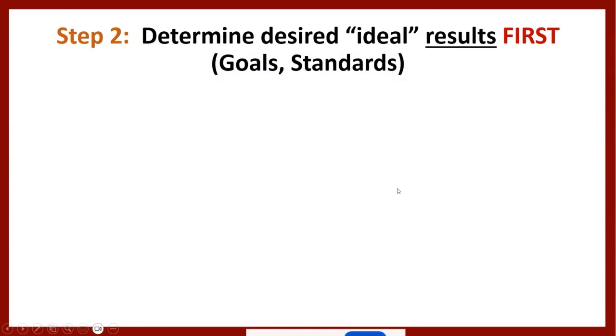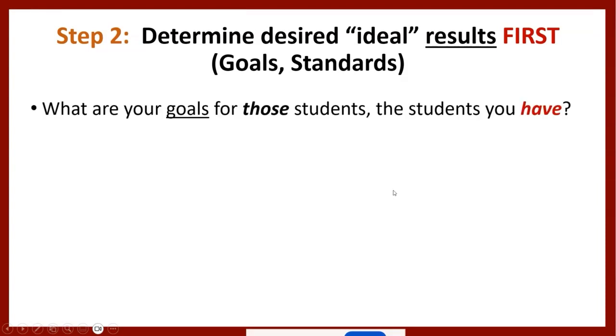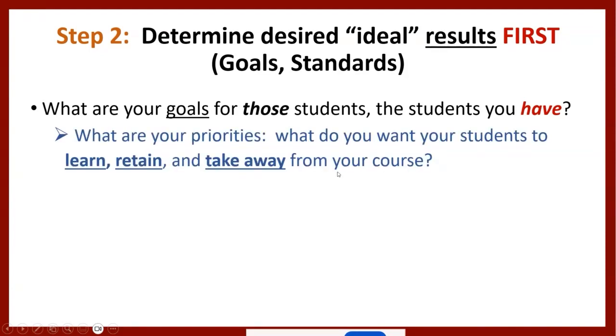All right, so step 2, determine what your results are. What do you want your students to get out of it? The goals, whether it's standards that you have to reach for your particular discipline. What are your goals for the students that you have, not the ones that you expected? So what are your priorities then? Do you want students to learn something? What do you want them to take away?